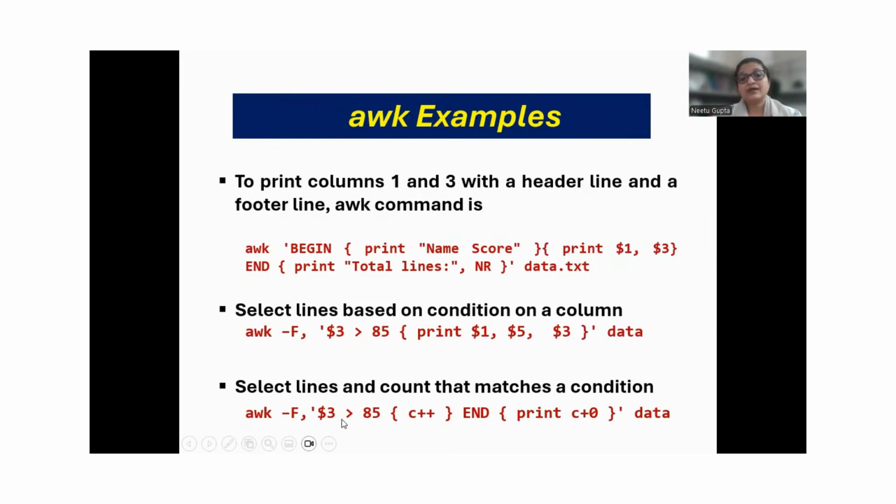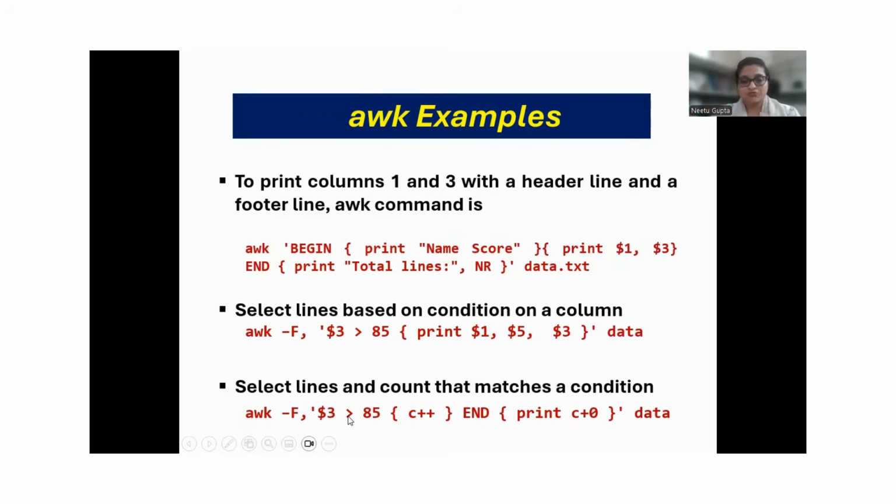In the third example, I'm going a step forward. I'm selecting the lines and just counting them. At the end, I'm not printing the lines. I've not written the print in the body block. I've written the print in the end block, wherein I'm printing the variable C. So this command will take comma as a field separator. Because it is a body block, written before end, it will execute for every line.